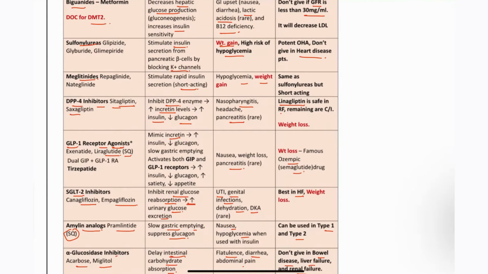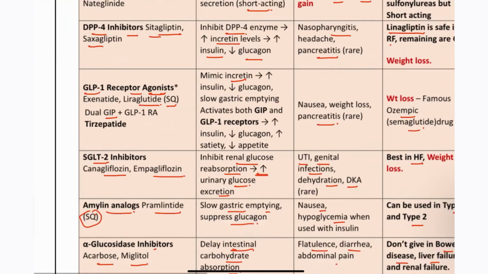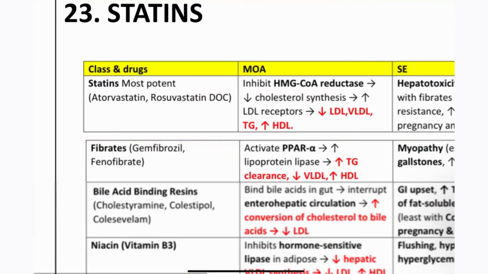So another point also, take note here. If there is a GIP and GLP-1 agonist, the new drug is tirzepatide, which is famously known as Mounjaro. That is a drug. Next, moving on to the statins, guys.